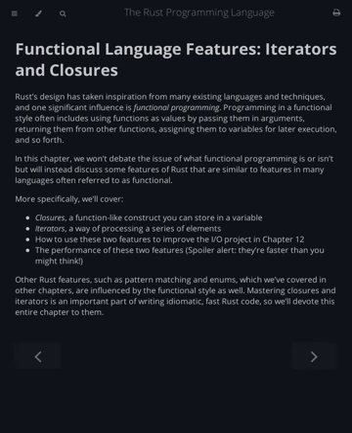Other Rust features such as pattern matching and enums, which we've covered in other chapters, are influenced by the functional style as well. Mastering closures and iterators is an important part of writing idiomatic, fast Rust code, so we'll devote this entire chapter to them.